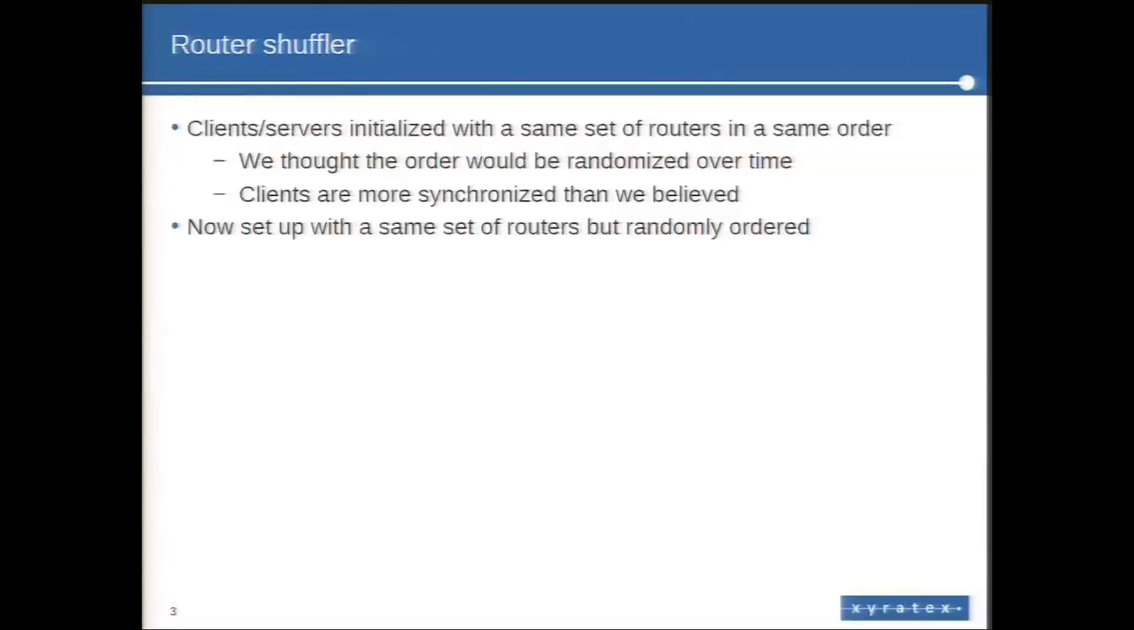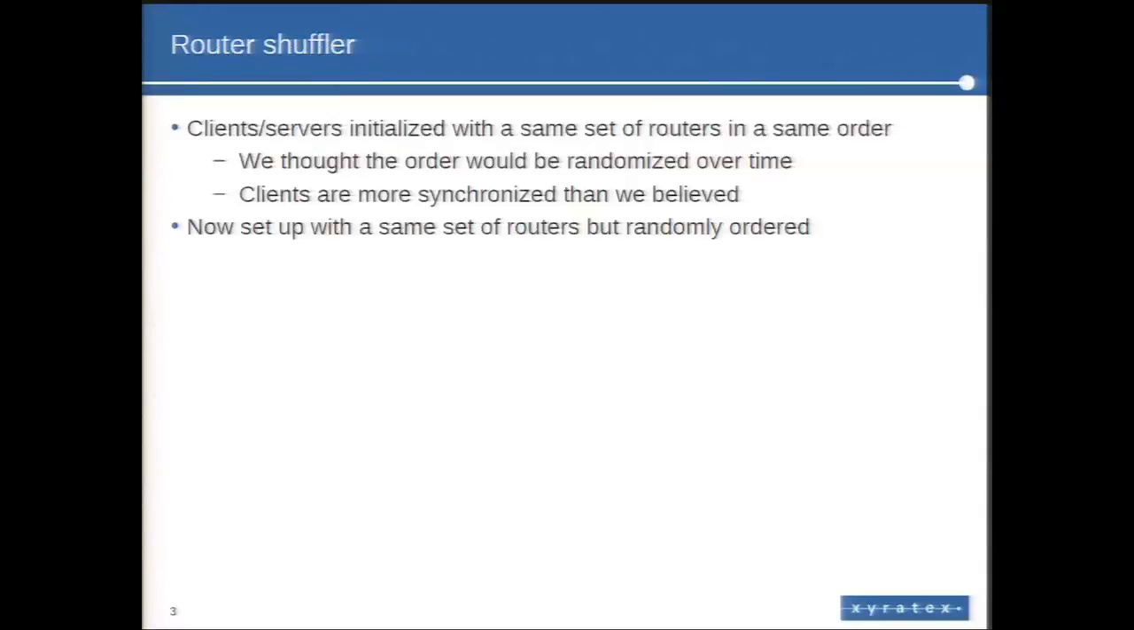So first of all, the router shuffler. In the past, we initialized each client and server with the same set of routers in the same order, because we thought that the order of the routers would become randomized very quickly over time, since after each use, the router is moved to the end of the list by the client and server. So that overall we would get balanced load among the routers.